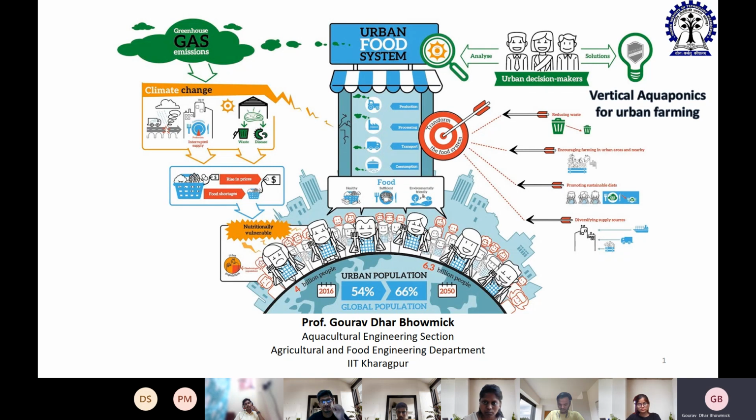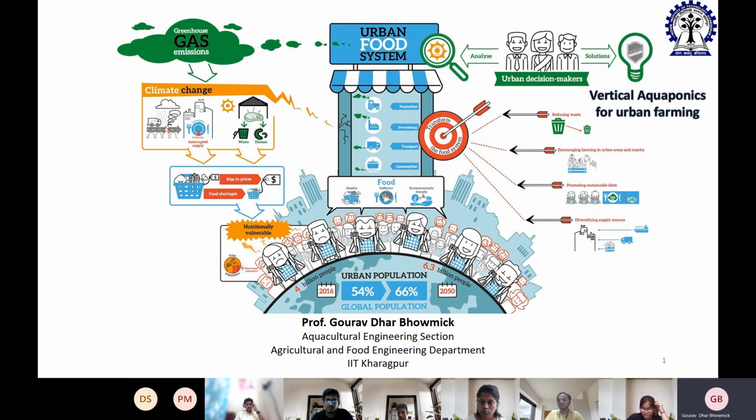The most important thing is the space that is available. It's not available in the urban area. In the rural area, you can afford a space of a couple of hectares, a couple of acres. But even a couple of meters of area in an urban area costs you a fortune.